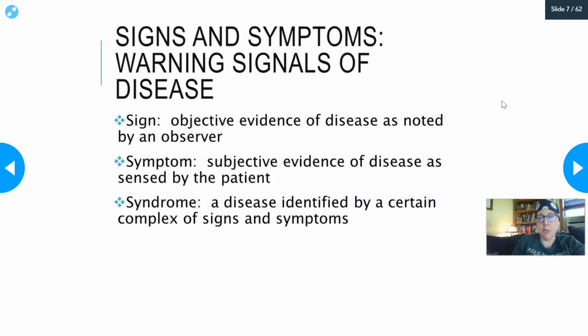A symptom is subjective evidence of disease as sensed by the patient. So the patient has to report it, and you really have no way of verifying whether they're telling the truth or lying. Definitely pain is always a big symptom. Even shortness of breath could be a symptom, even though a sign could be how many times a minute they are breathing, and you could notice labored breathing. But the feeling of being short of breath is also kind of a symptom.